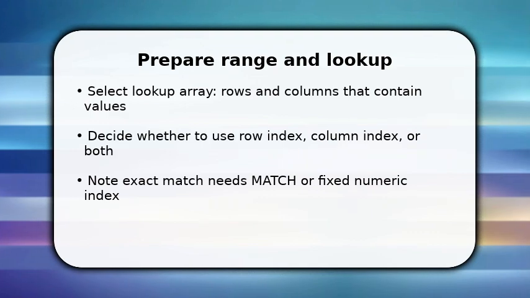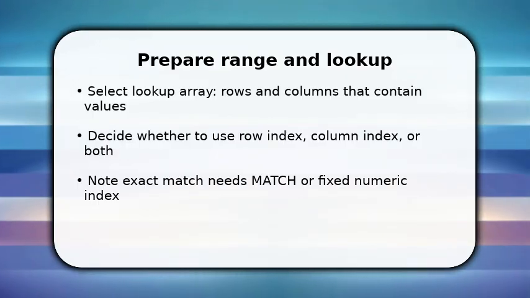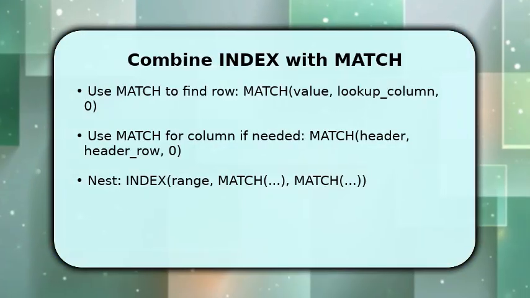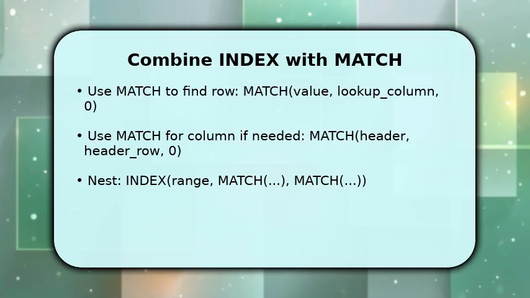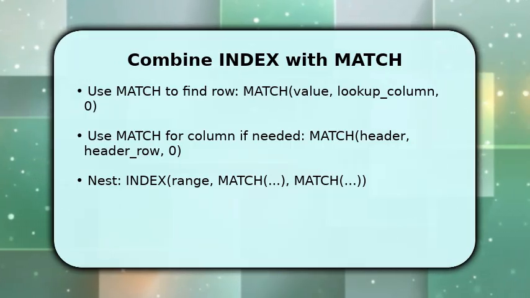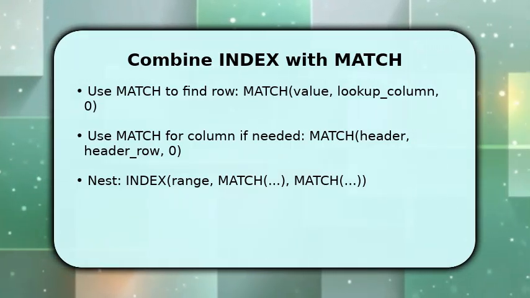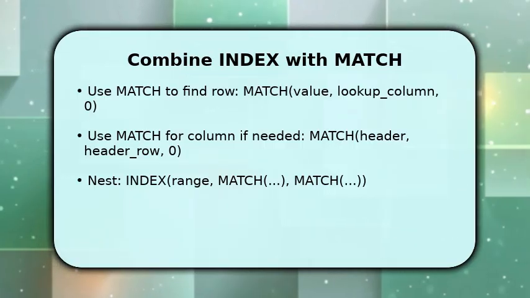Now you build the dynamic lookup. Use MATCH for the row or column position. For example, =INDEX($B$2:$E$100, MATCH($G$2, $A$2:$A$100, 0), MATCH($G$3, $B$1:$E$1, 0)). This returns the intersection of the found row and column.